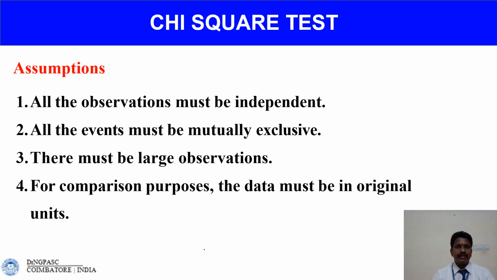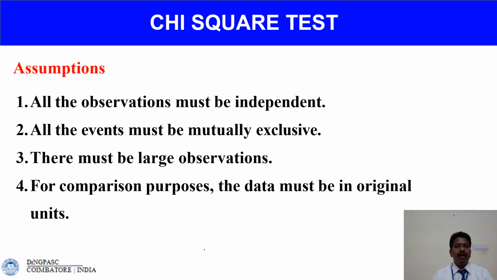Assumptions of chi-square test. First one, all the observations must be independent. By definition, two events are said to be independent if the occurrence of any one of the events does not affect the occurrence of the other event. For example, a coin is tossed twice. First trial getting head and the second trial getting tail. The second trial is not dependent on the first trial. So both events are independent events. So all the observations must be independent.